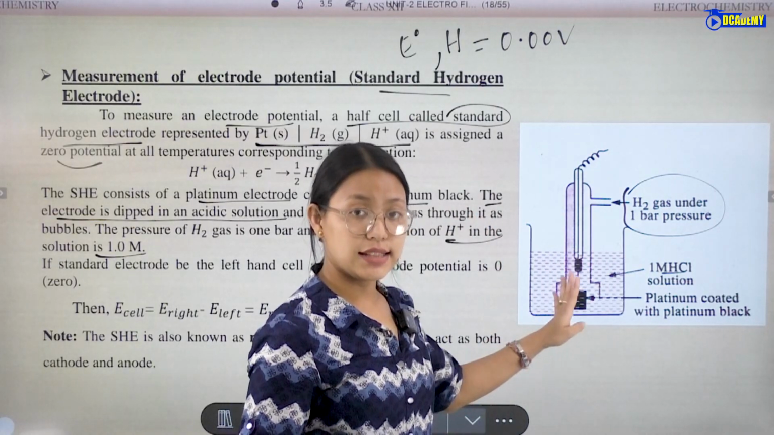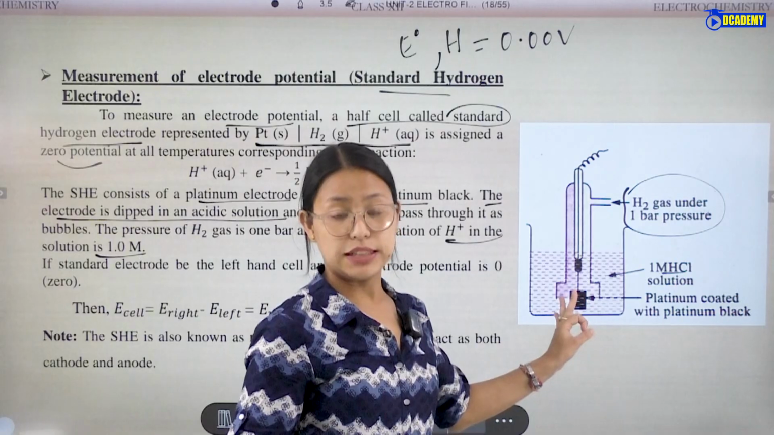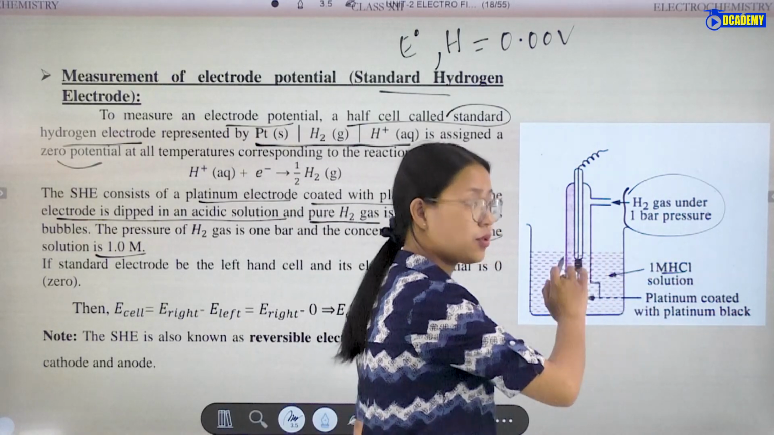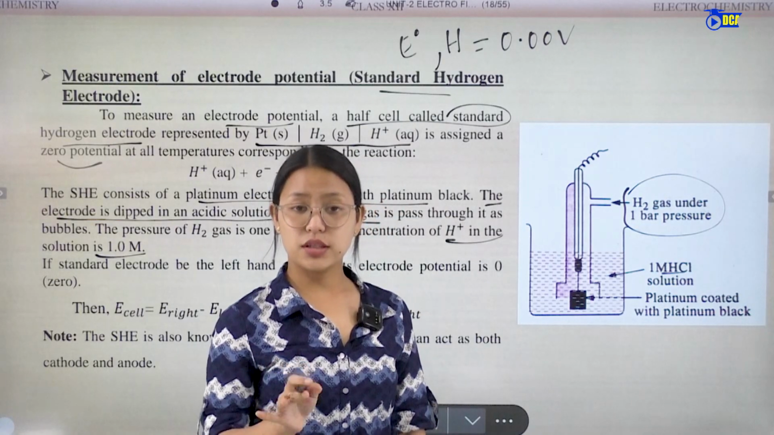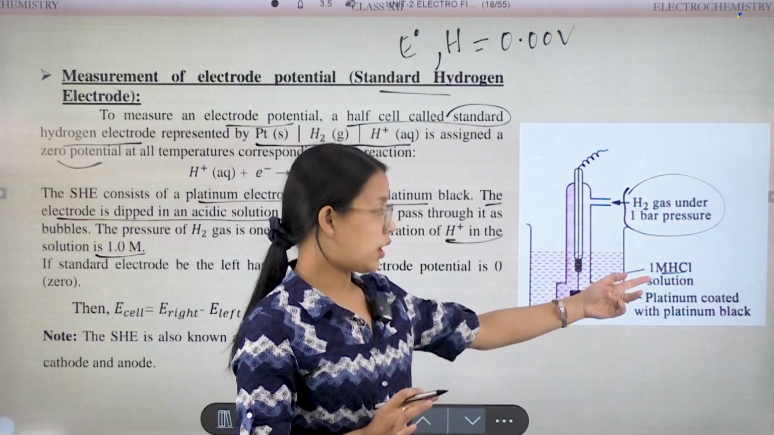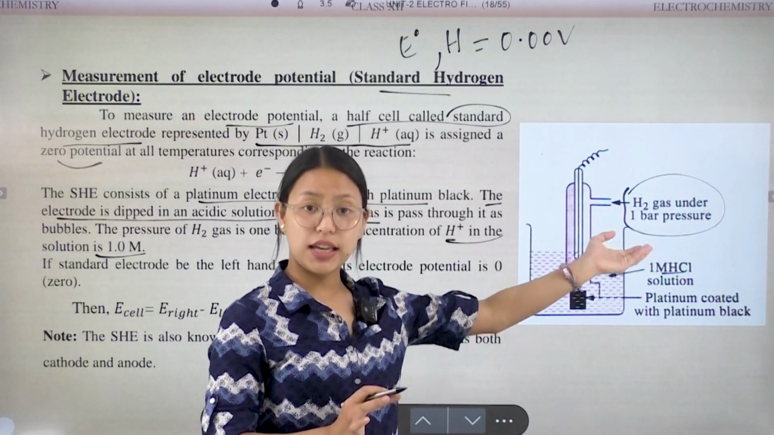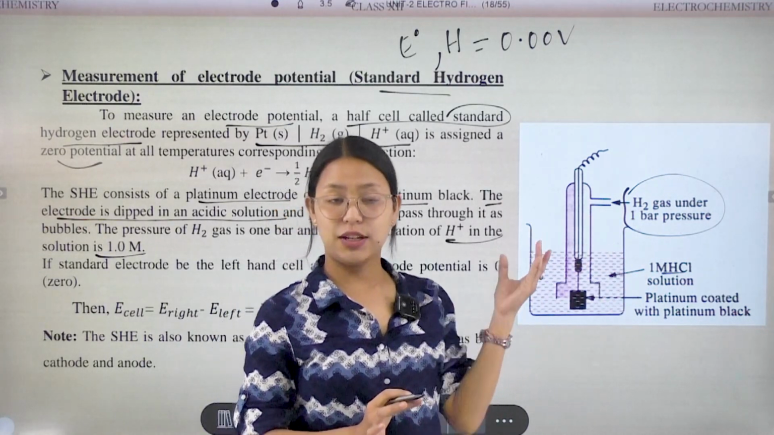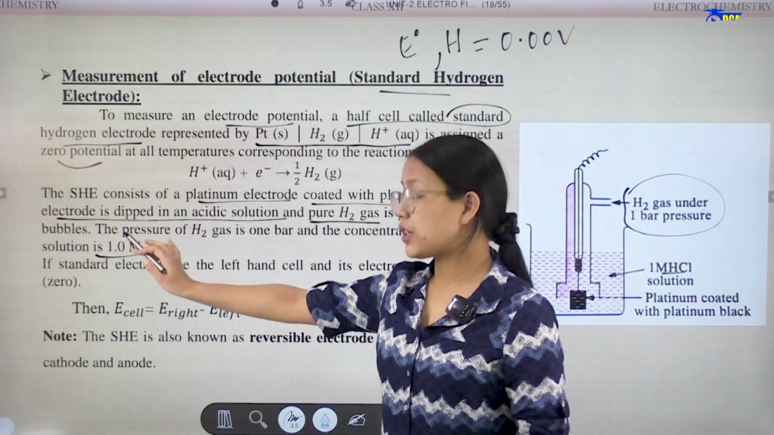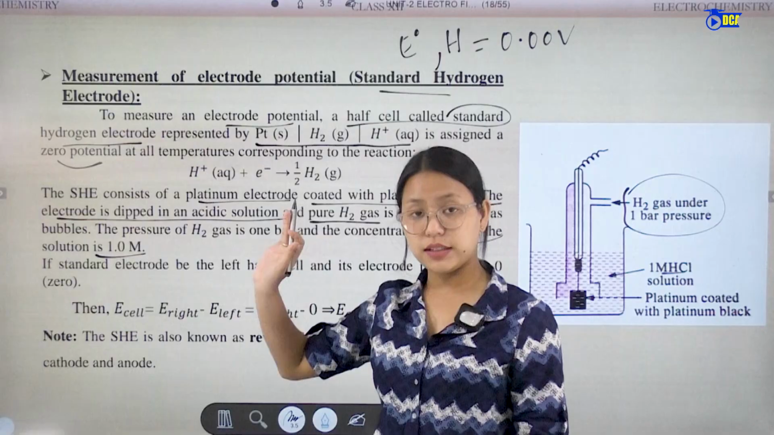So the standard hydrogen electrode has the hydrogen gas as well as platinum black, the platinum metal, the hydrogen gas, and then the acidic solution. In the acidic solution the hydrogen ion concentration is 1 molar, and the pressure of the hydrogen gas will be 1 bar.